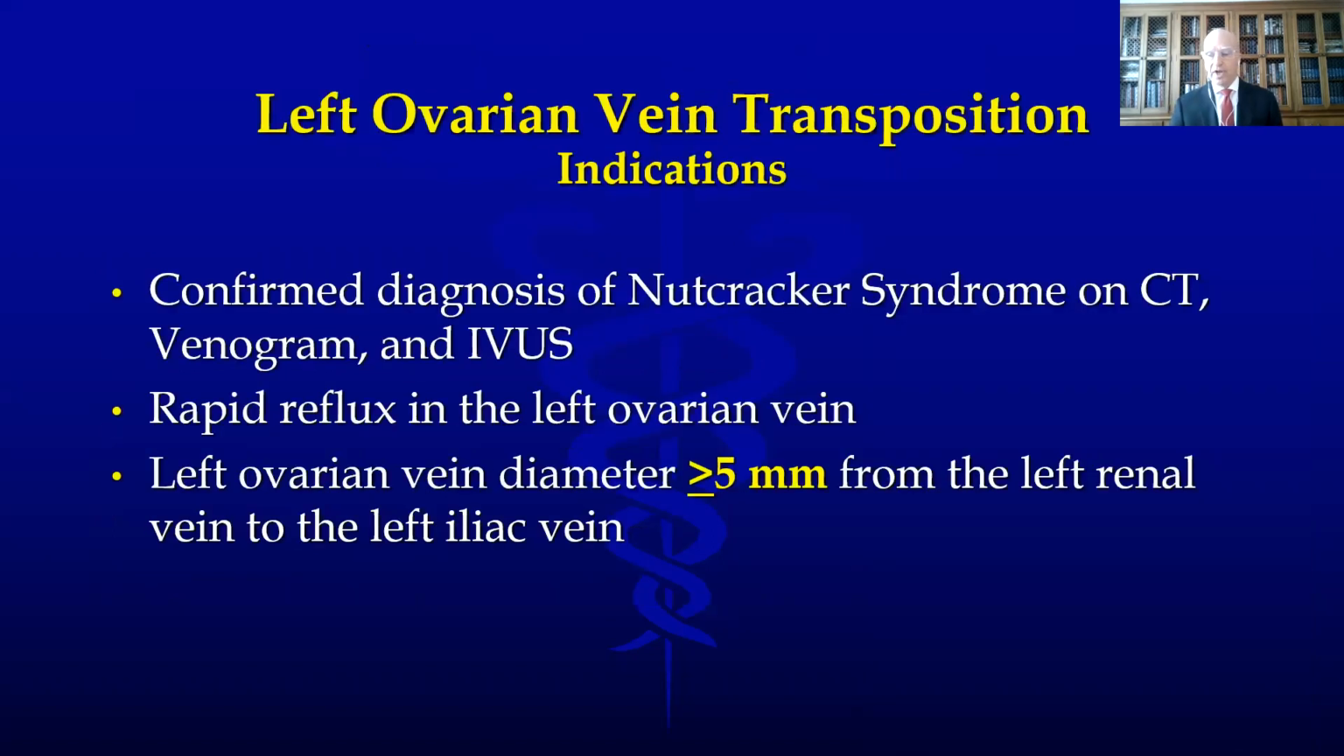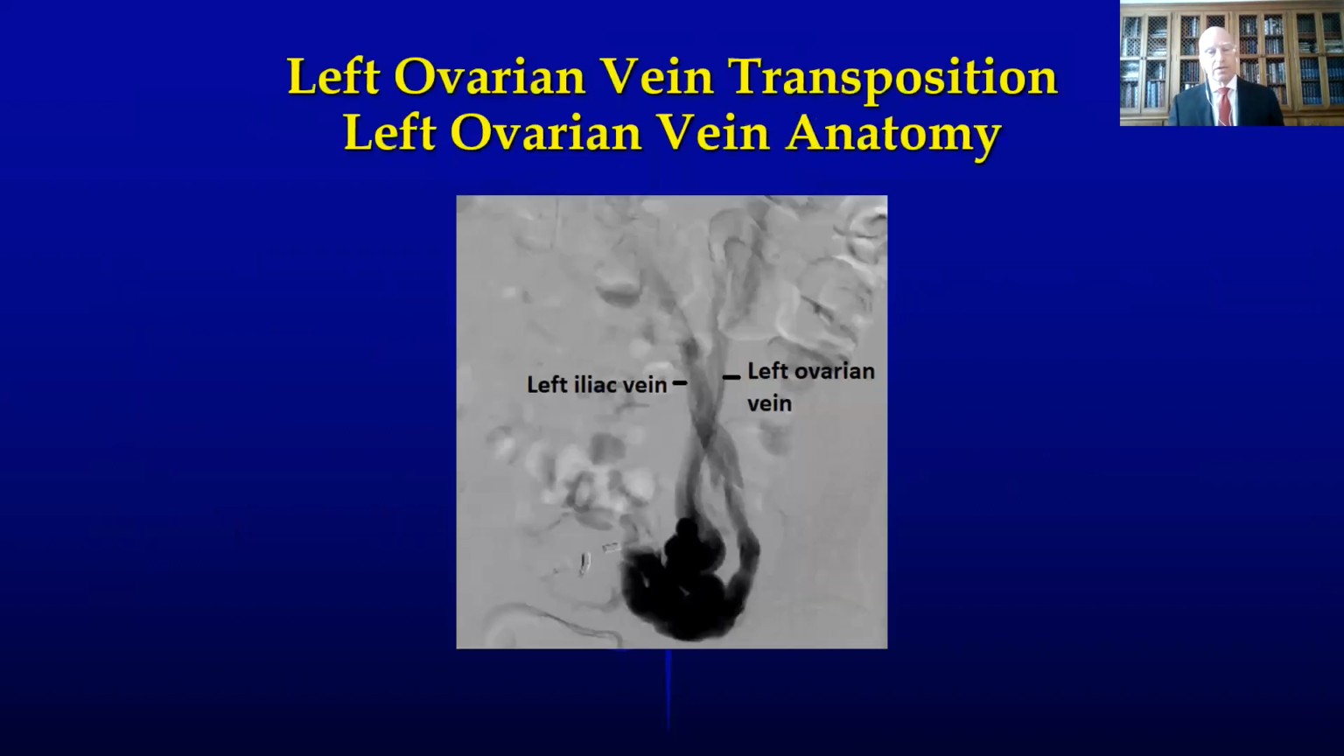If nutcracker syndrome and pelvic venous disease are confirmed, we offer left ovarian vein transposition to the left iliac vein for all women with an ovarian vein 5 millimeters or larger in diameter throughout its course. The operation takes advantage of the simple anatomy that the left ovarian vein crosses directly over the left iliac vein. The purpose of the transposition is to optimize reflux in the left ovarian vein to maintain low renal vein pressures while reducing flow into the pelvic varicose veins and eradicating the associated symptoms.